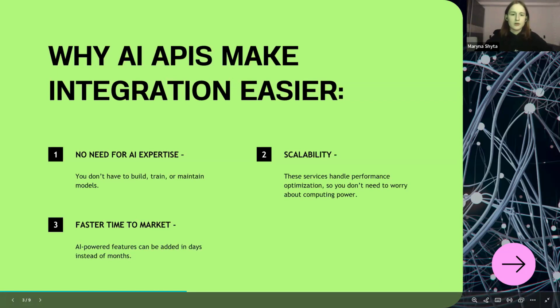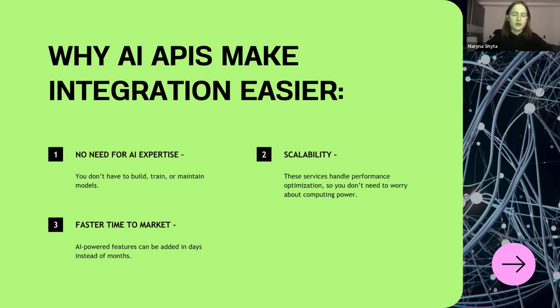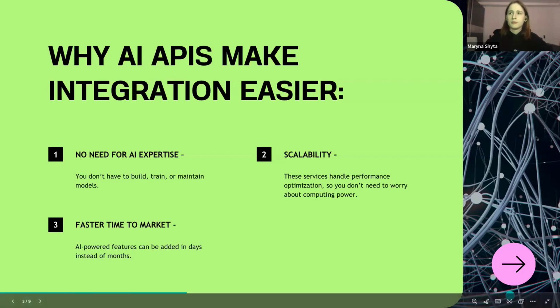First of all, there is no need for AI expertise. You don't have to build, train, or maintain models. Also, it's faster time to market. AI-powered features can be added in days instead of months. And scalability: these services handle performance optimization, so you don't need to worry about computing power.